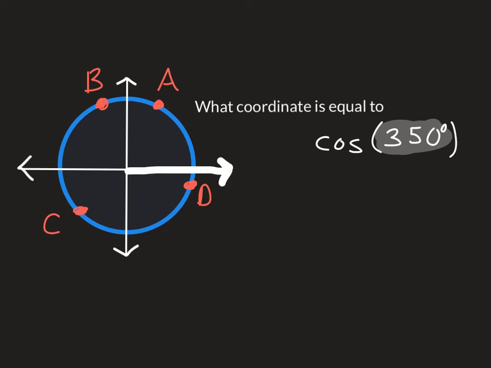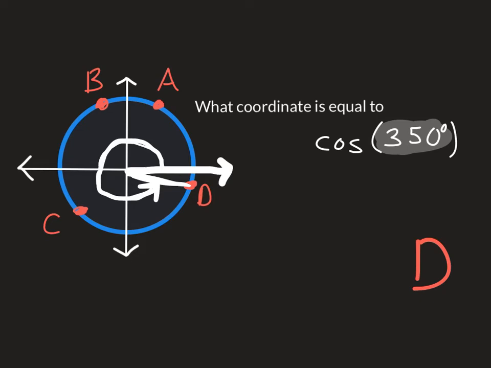So let's go ahead and go around. So I have 90 degrees, 180, 270, 360 would be all the way around. So 350 is just a little bit less than 360. So it looks like measuring that angle of 350 degrees, just shy of 360 degrees, would land me on point D. So I know that I'm going to be doing something with point D.